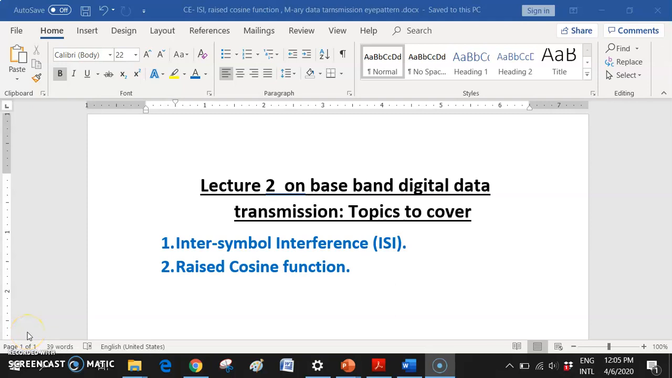Hi students, our topic of discussion today is inter-symbol interference and the raised cosine function. We already discussed inter-symbol interference in our first lecture on baseband digital data transmission. Still, I will give a short review, and after that I will discuss the raised cosine function.